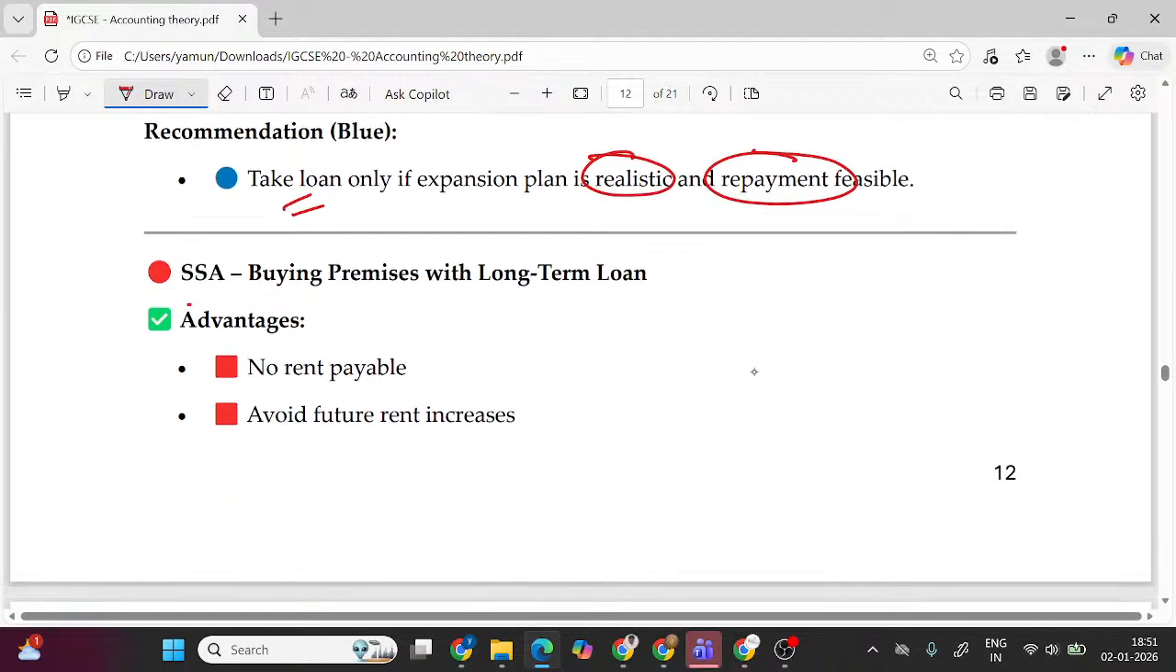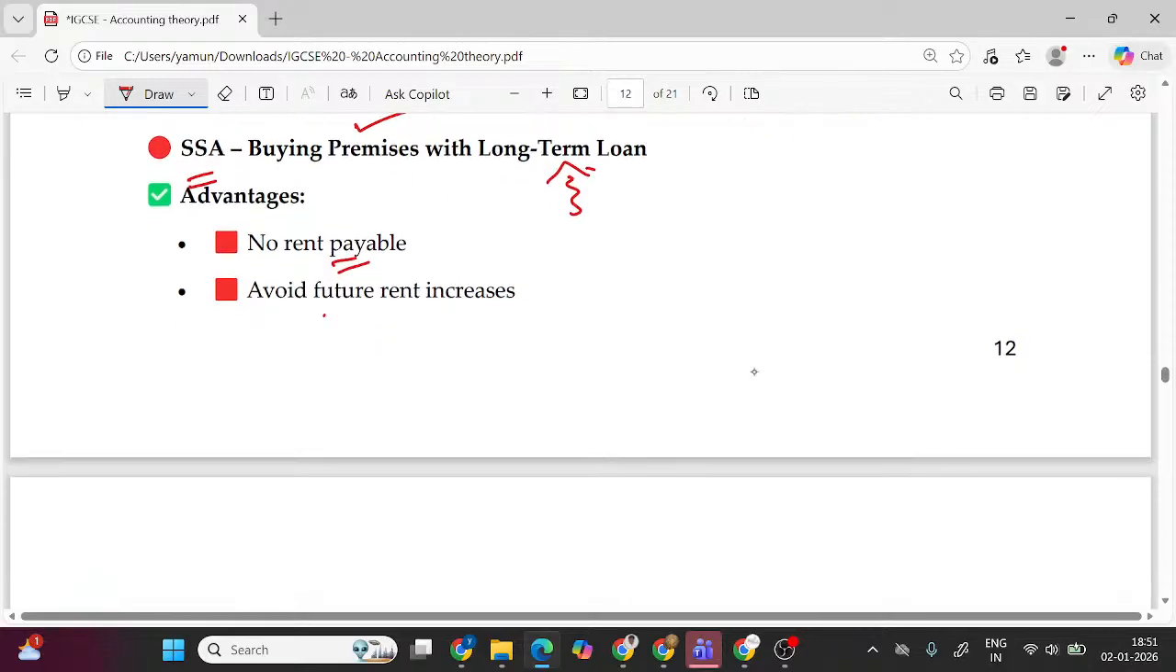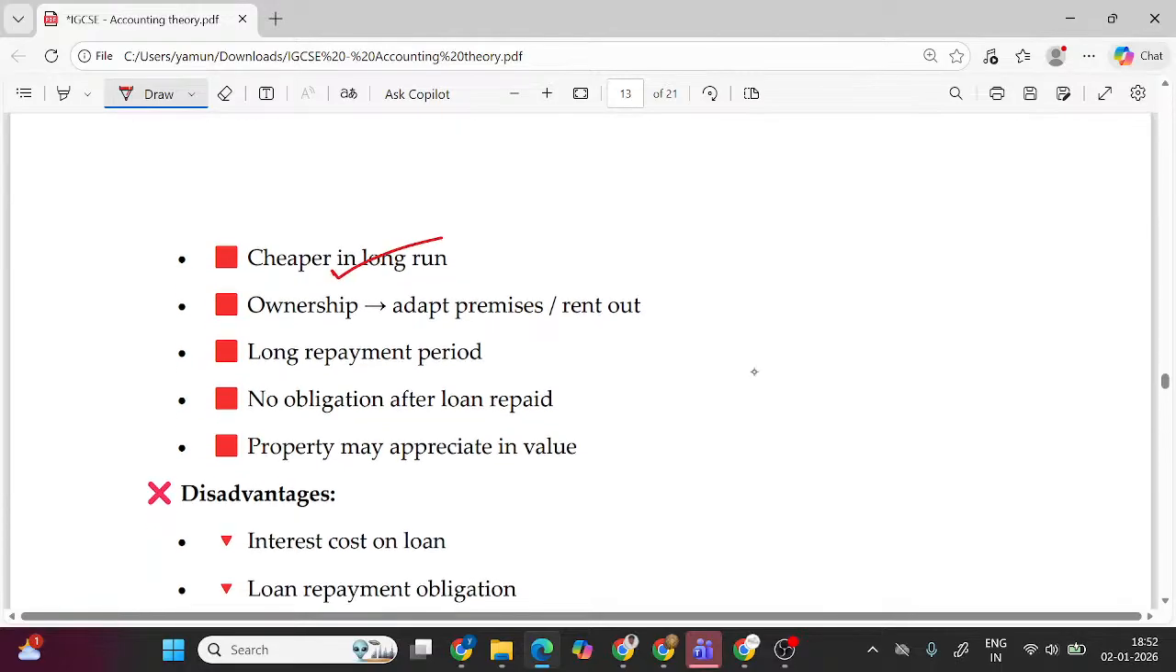Next case, SSA is buying premises with a long-term loan. So what are the advantages behind this? No rent is payable. Yes, I'm happy. I need not wait for the owner standing for each and every month's payment. Avoid future rent increases. Today it is $1 lakh, but tomorrow it will not be $1 lakh. It's definitely increasing. It will be cheaper in the long run. Yes. Ownership: adapting the premises or renting out. Long repayment period will be there. No obligation after the loan is repaid, and the property may appreciate in value. Property will be appreciating in value.